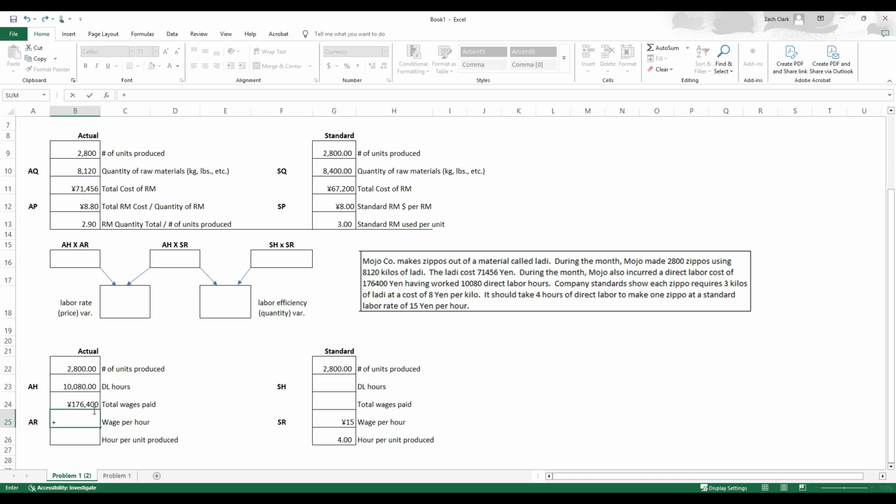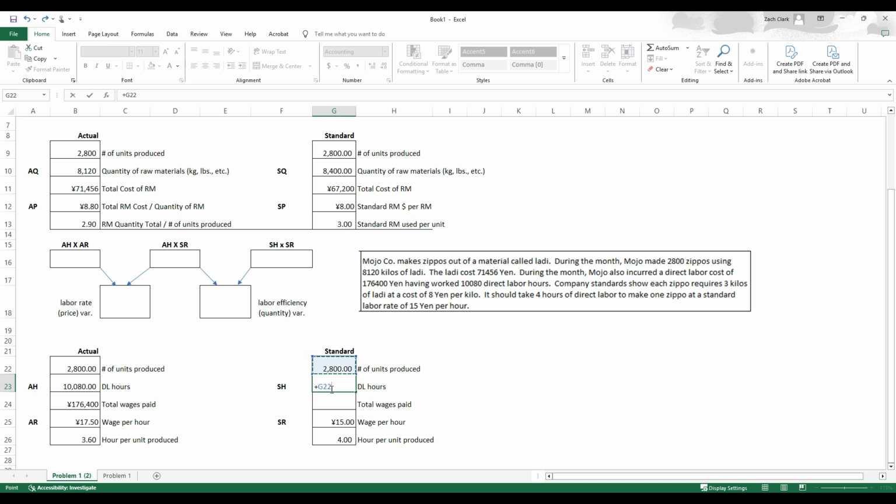Okay, and then the wage per hour, so total wages paid divided by the number of hours, 17.50. So we're coming in a little high on wages, so our average wage was higher than we had budgeted. And then we could take our total hours divided by the number of units produced, and we see 3.6. So that's a little bit favorable. We're a little under the average of 4 hours per unit. We're doing 3.6, so that's good.